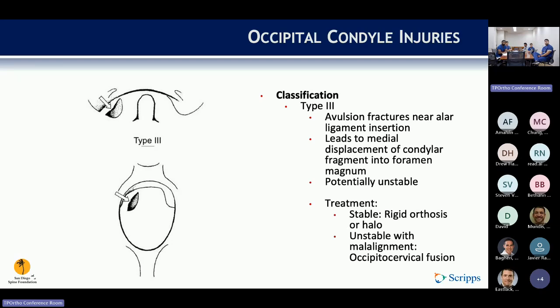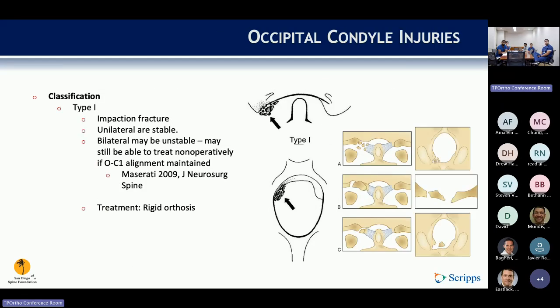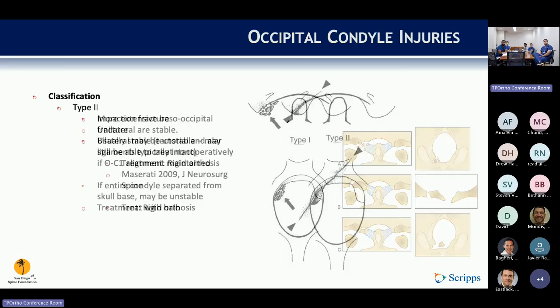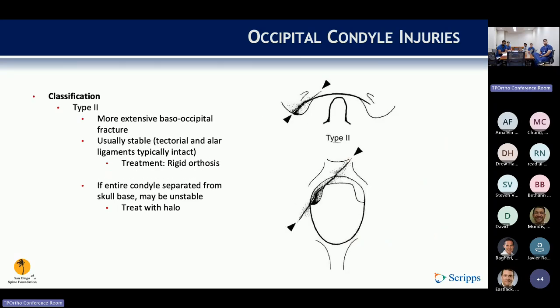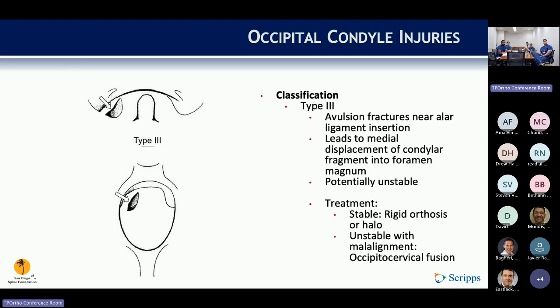In summary, you can usually treat these type 1s and type 2s non-operatively and get away without any kind of surgery. And then in type 3, you do want to consider occipitocervical fusion should there be any instability.